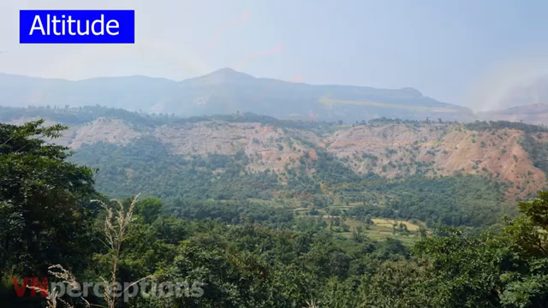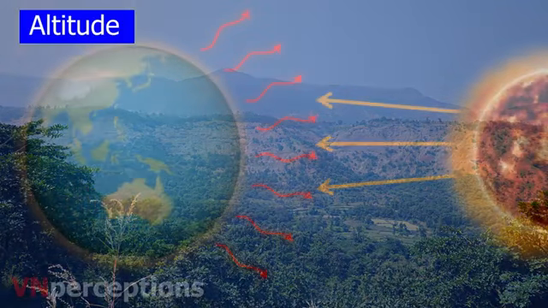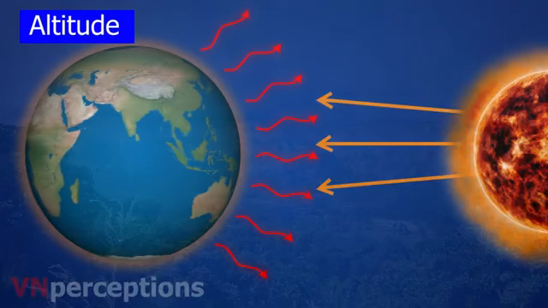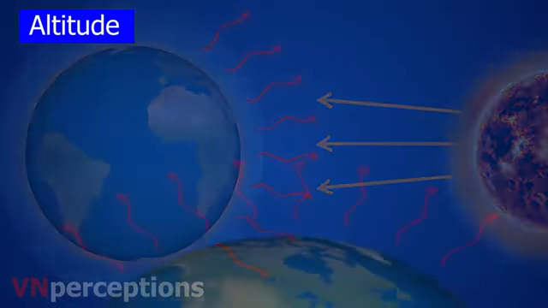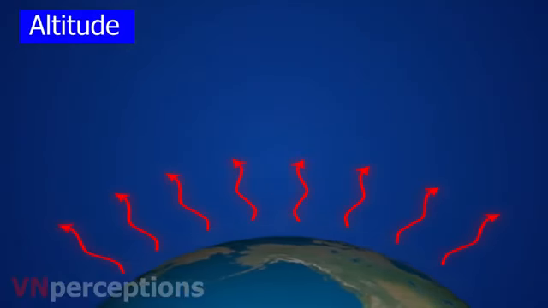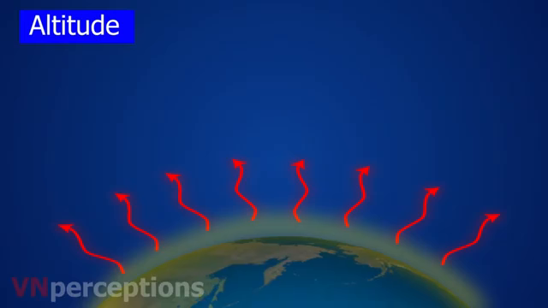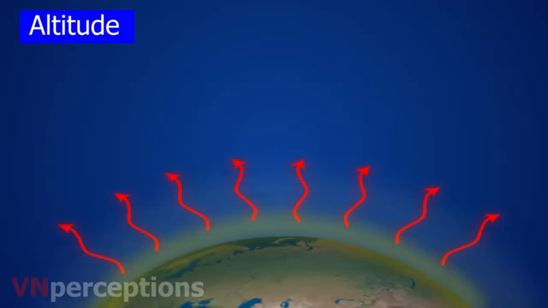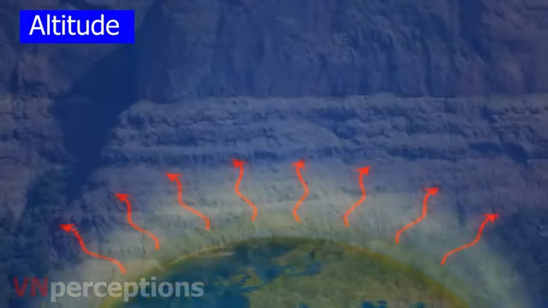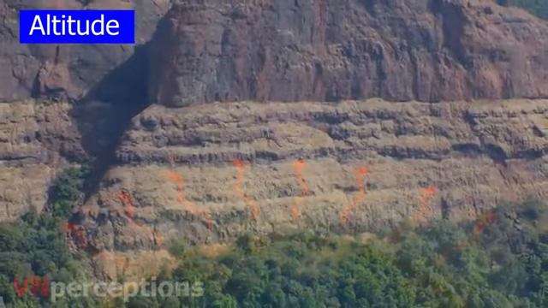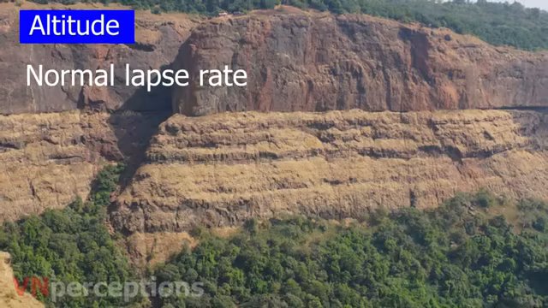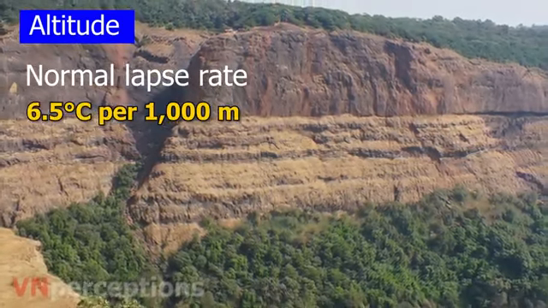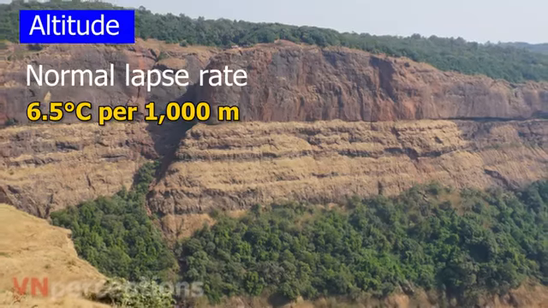Now we have also learnt that the atmosphere is indirectly heated by terrestrial radiation. This heating is from below. So the places near sea level record higher temperature than the places situated at higher elevation. In other words, temperature generally decreases with increasing height. The rate of decrease of temperature with height is termed as normal lapse rate. And the normal lapse rate is 6.5 degrees Celsius per 1000 meters.